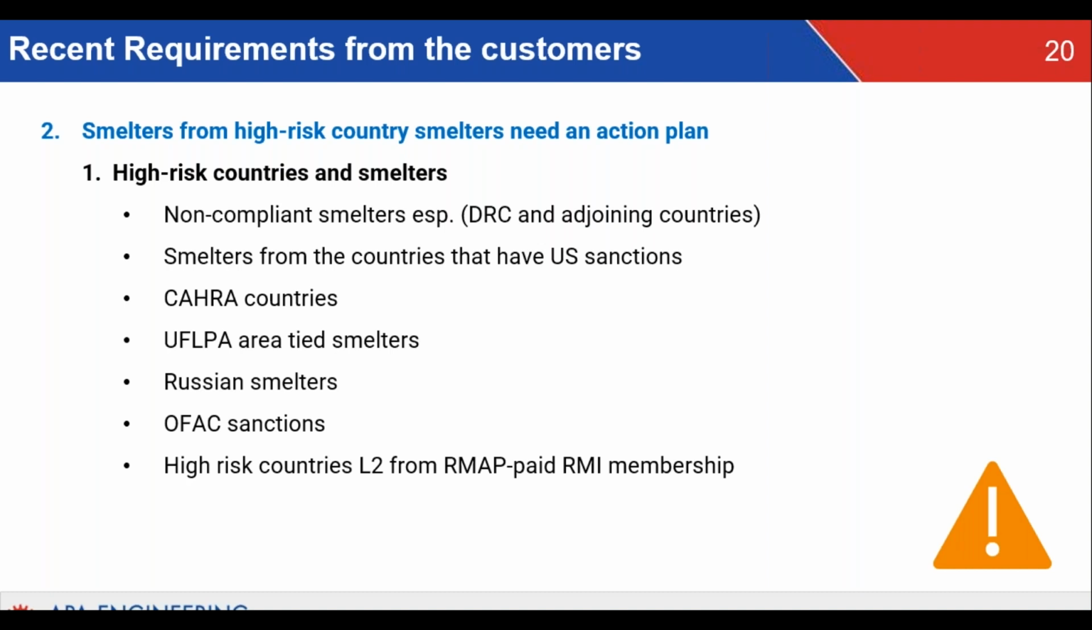Then you also have Russian smelters. Then you also have OFAC sanctions. And we know that Russia has taken a lot of sanctions, especially after the Russia-Ukraine conflict. And then we also have the higher risk countries L2 from RMAP, which is available only for the RMI paid members. So though the conflict mineral reporting template offers only two sets of smelter criteria, we see there is an increase in the smelter information that customers want to have. So I am moving over to the next slide.